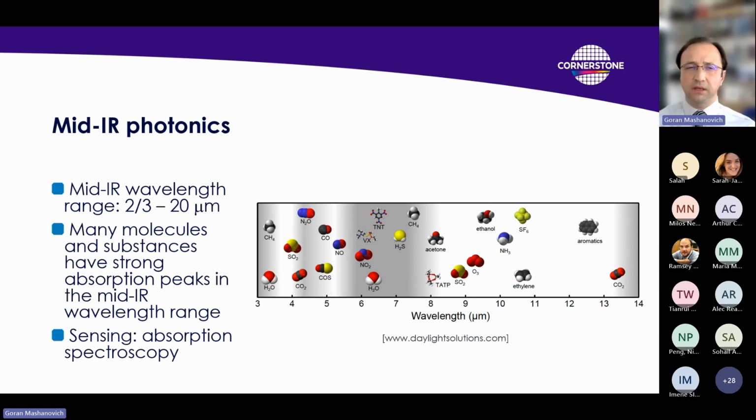Because as you can see from the image here, it contains a lot of absorption peaks of many molecules, many substances. Here you can see some gases and also some explosives and aromatics and so on. So many molecules and substances have distinct absorption fingerprints in this wavelength range. And of course, the first thing we can expect is that we use this wavelength range for sensing. But you will see that we can use it also for other applications.